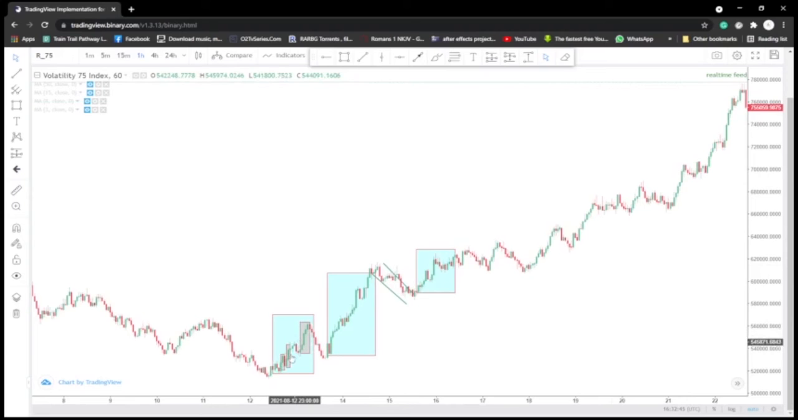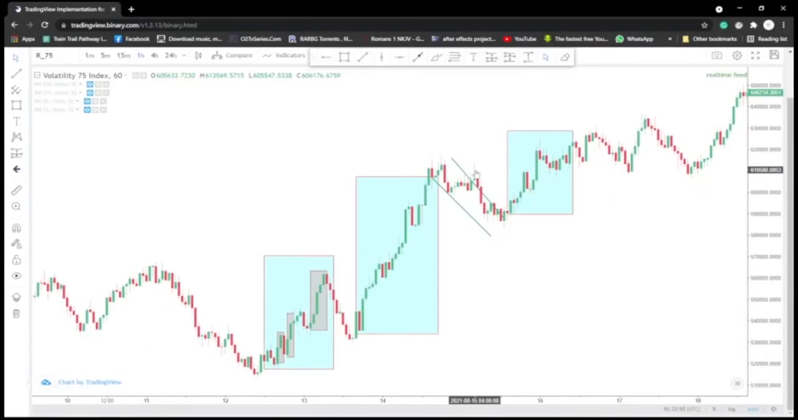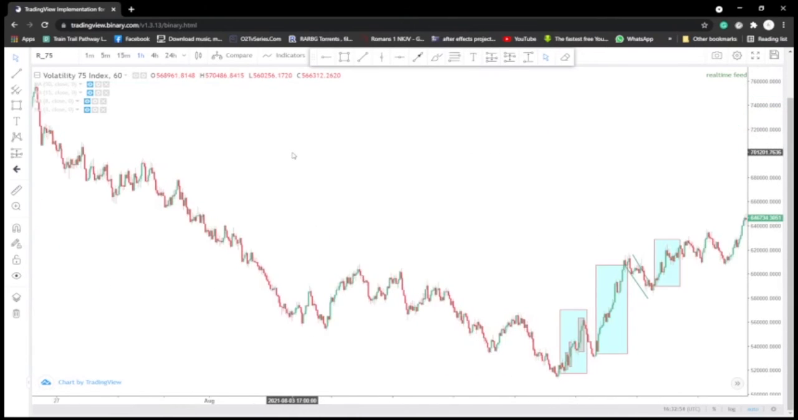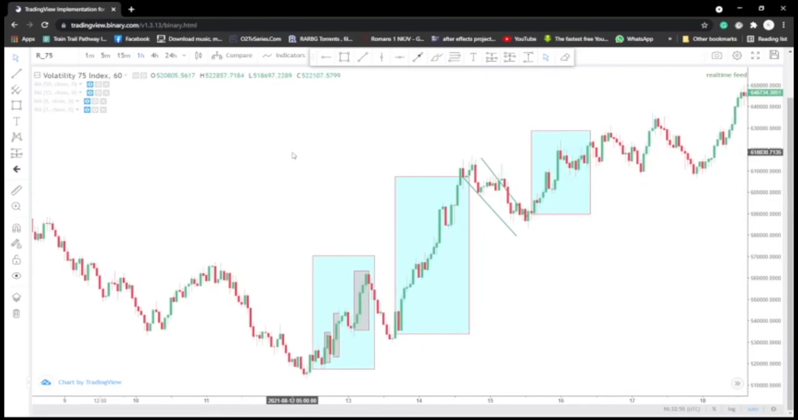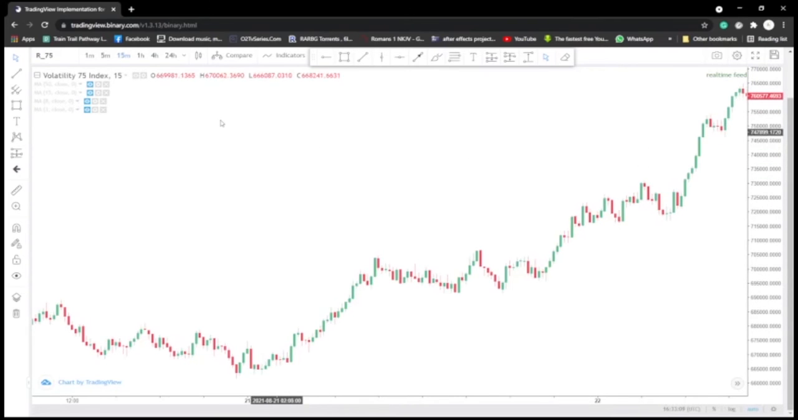So within a level, it must be completed by 3 levels. Yes, a level must be completed by 3 levels. So we can jump into our 15 minutes again. So we have 3 levels moving to the upside before a retest or a reset.